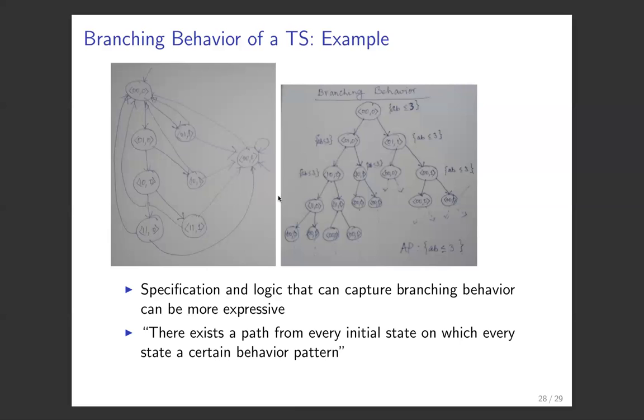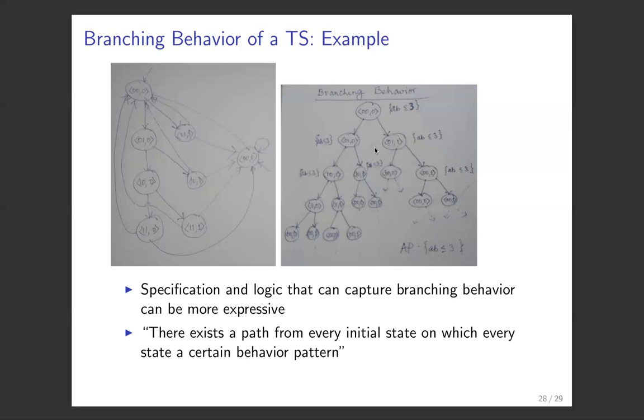What are some properties that you can state in this branching behavior? I've already stated one: on every path originating from every initial state, every state satisfies AB less than or equal to 3, correct? So if you label them, obviously on every path starting from every initial state in this tree, AB is less than or equal to 3.